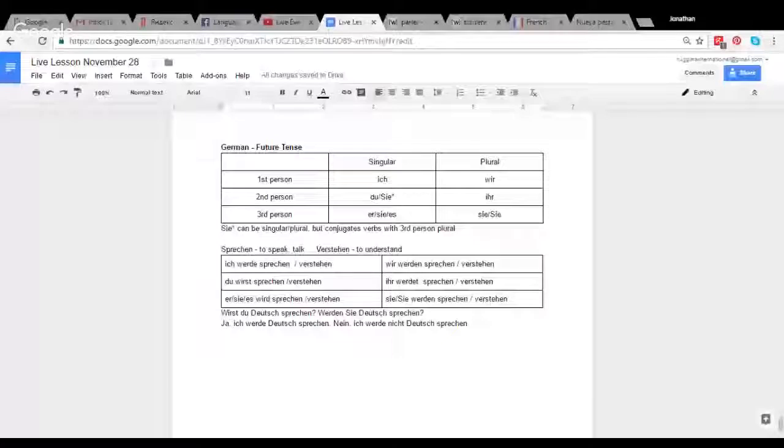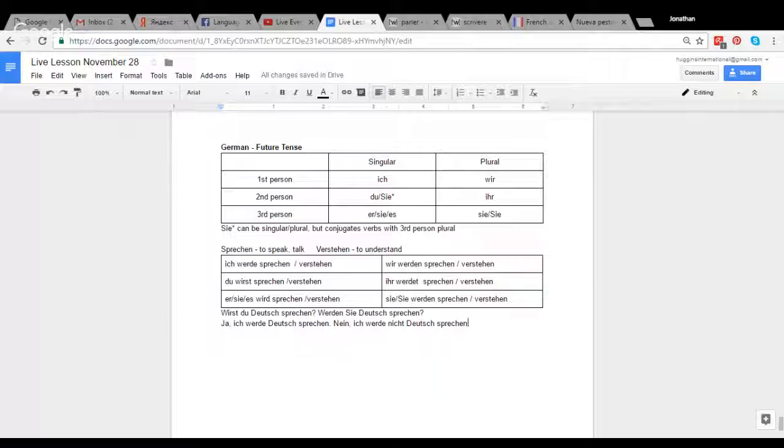So I'm going to share my screen here. As you can see, I haven't really put much on the page, just the subject pronouns: ich, du, Sie, er, sie, es, wir, ihr, sie. I put the Sie again as a singular form because it can be singular formal, but its conjugation is the third person plural here.